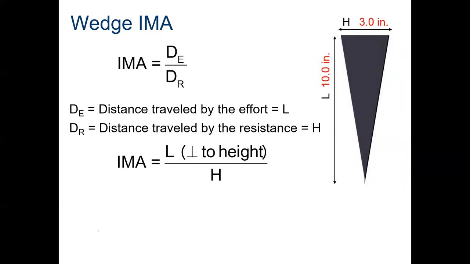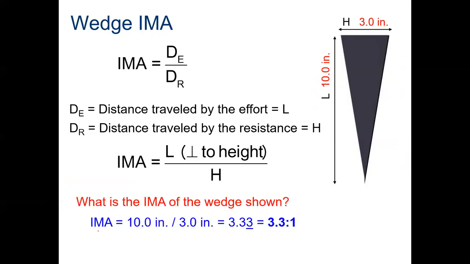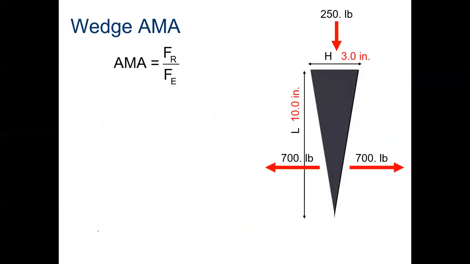Same concept, you're just using what you know about wedges to figure out which one is our DE and which one is our DR. And so the IMA of this wedge is our 10-inch length divided by our 3-inch. They call it H. I don't know that I would call it height necessarily, but they use height. Again, instead of using L and H, maybe it's just easier to use DE and DR. That's what I like to use. Then it's always the same.